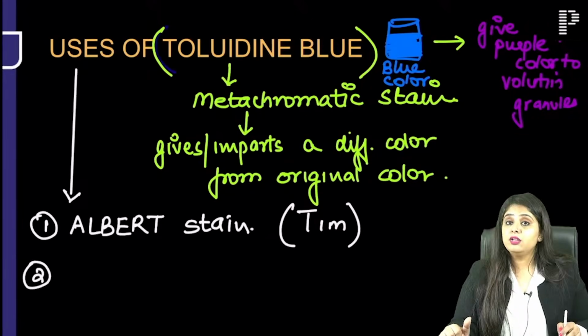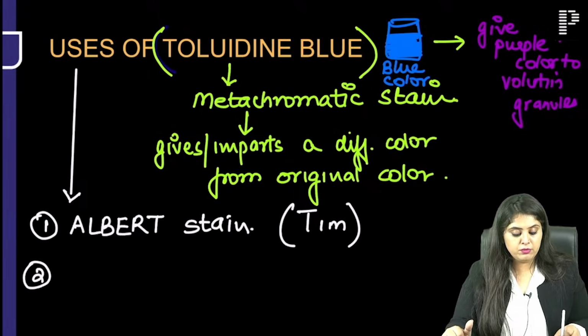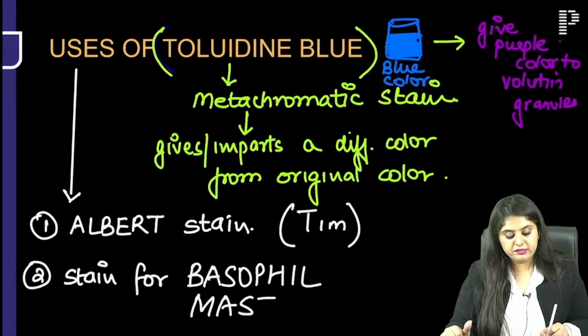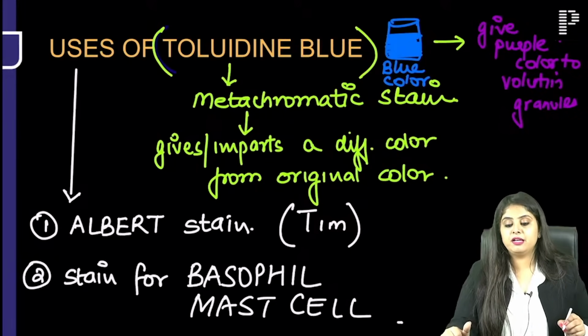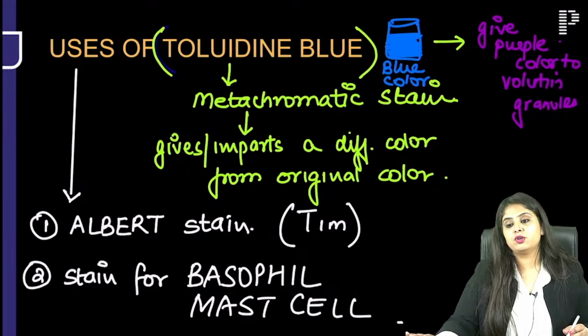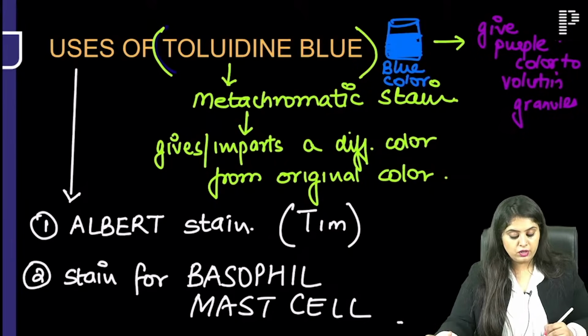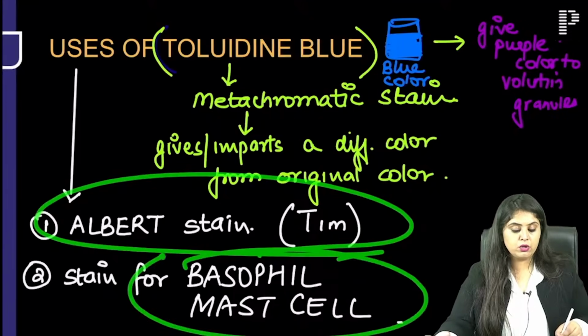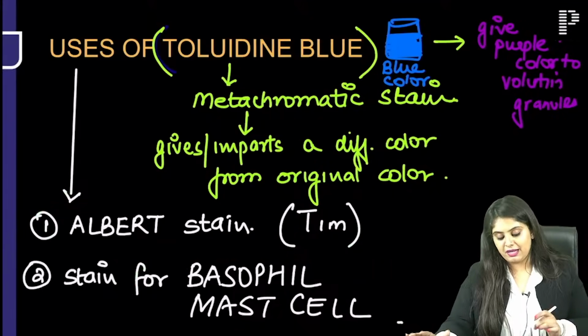Second, in pathology, when we go to hemat, toluidine blue is the stain for a blood cell called basophil and mast cell. Toluidine blue is the stain for basophil and mast cell. After this, you would not want any new information on toluidine blue. You are settled. Toluidine blue in microbiology is the stain in Albert stain. Toluidine blue in pathology is the special stain for basophil and mast cell.